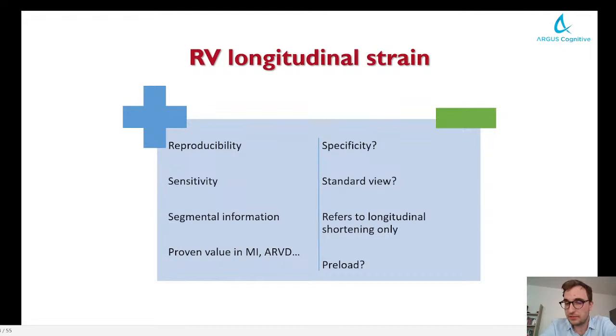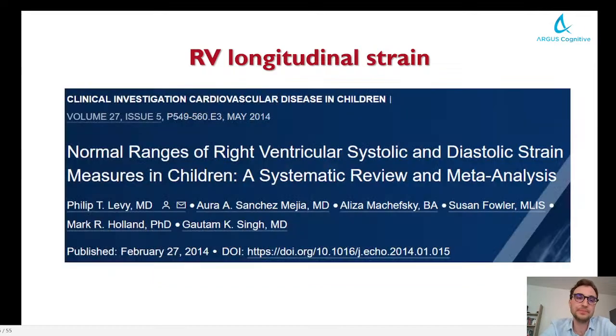However, the specificity of it is definitely poorer than its sensitivity. We also have problems with getting a standard view. The acquisition of a standardized right ventricle focused apical view is definitely hard. Again, we have a parameter which refers only to the longitudinal shortening of the chamber, and it has quite significant preload, and let's emphasize also afterload sensitivity.